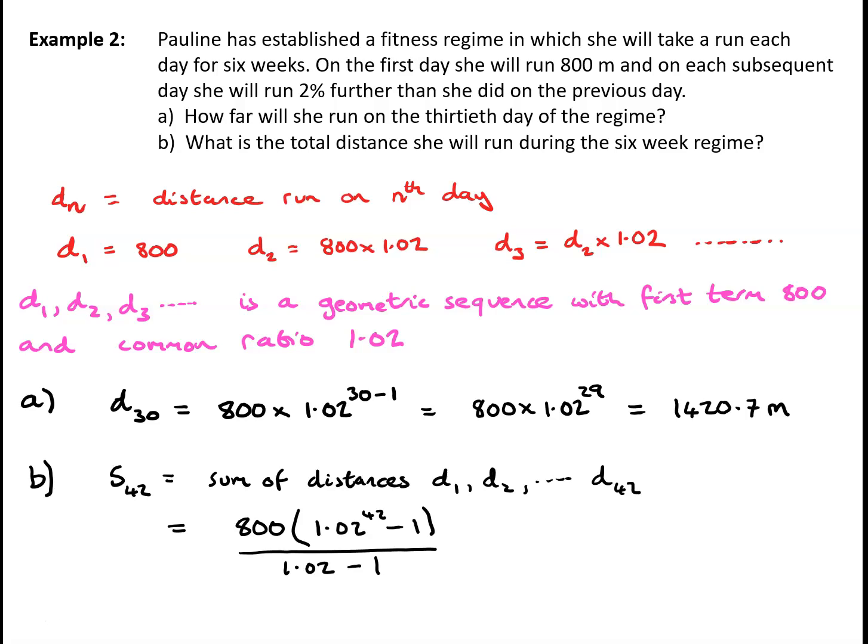So in this case we've got S42 is 800 times 1.02 to the power 42, take away 1, all divided by 1.02, take away 1, which gives me 51,890 metres. So she runs just less than 52 kilometres during the 6-week period.